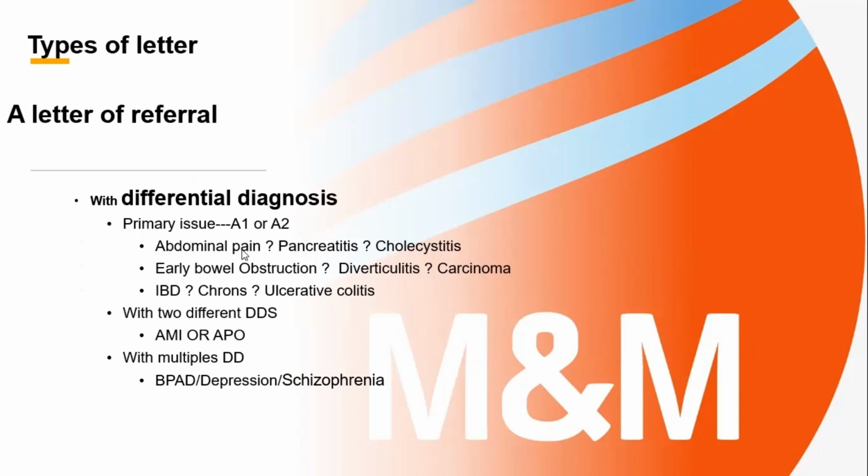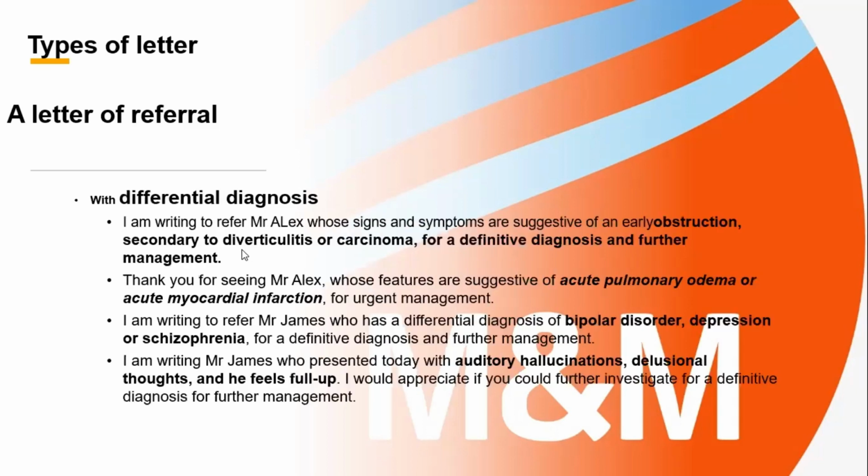Then followed by, we have the primary issue followed by two types, A1 or A2. Let's say these are two examples that have been done in front of you. Then we have the second type of DDs, where we have two differential diagnoses, different diseases, AMI or APO. Then we have multiple diseases like BPAD, depression, schizophrenia, and so on, 2, 3, 4, 5, 6, 7, 8. We can write it down in the DD.